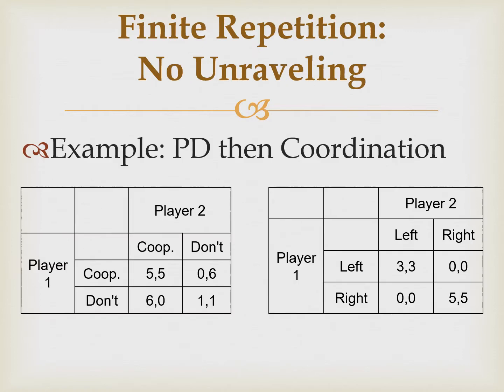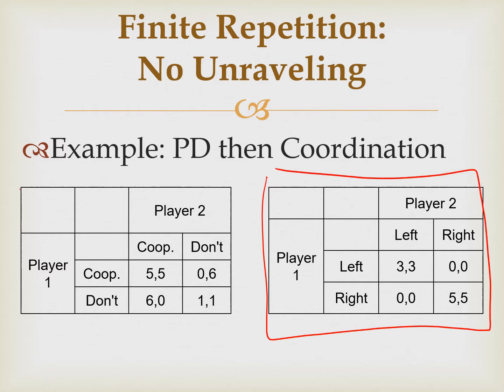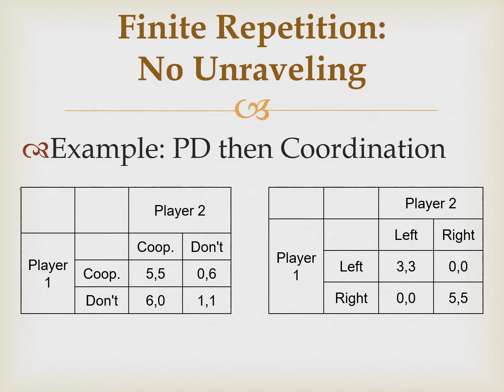But this type of unraveling need not occur in all repeated play or finite stage games. We can think of an example here where we have two players first playing a prisoner's dilemma game and then a coordination game. In this setup, the standard prisoner's dilemma game is on the left, where players have payoffs of 5-5, 0-6, 6-0, and 1-1. And then a coordination setup, where if we coordinate left-left, we get a payoff of 3-3. If we coordinate right-right, we get a payoff of 5-5. And other than that, we have the payoffs of 0-0.